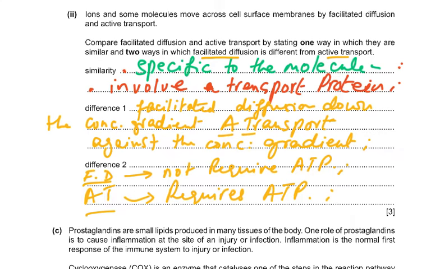Differences, facilitated diffusion is down the gradient, active transport is against the concentration gradient. Always talk about the one which is mentioned first in the question. And another difference is does not require ATP and requires ATP.